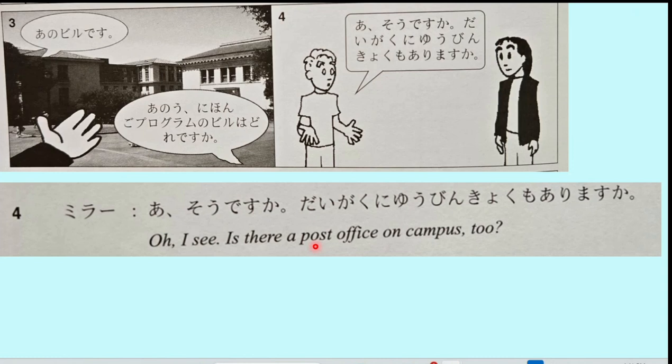Daigaku ni yubin kyoku mo arimasu ka? Is there a post office on campus too? So mo particle, we had learned the usage of mo particle, that it is used to represent too, even, also, and as well.